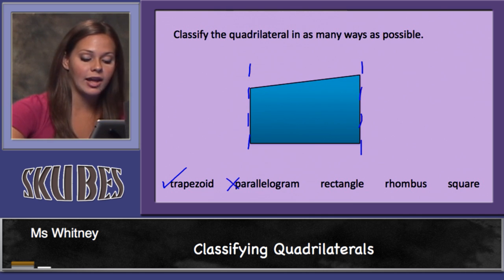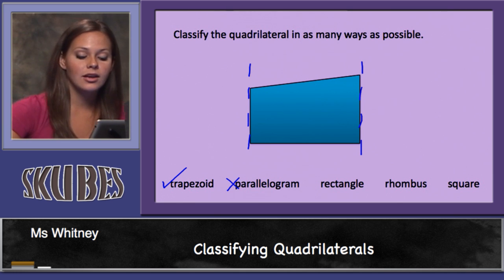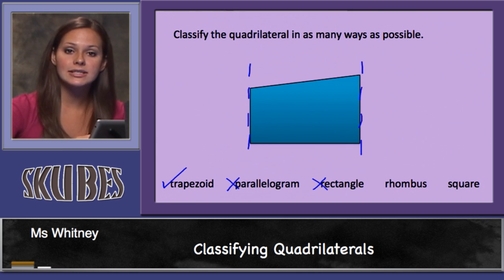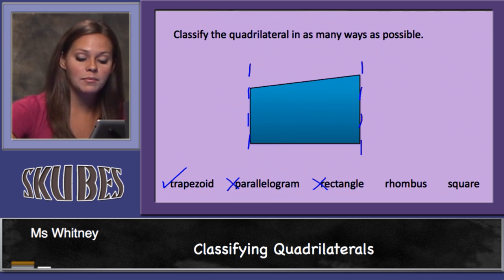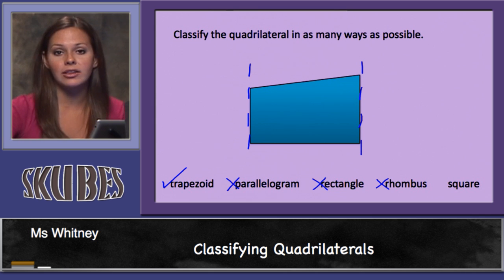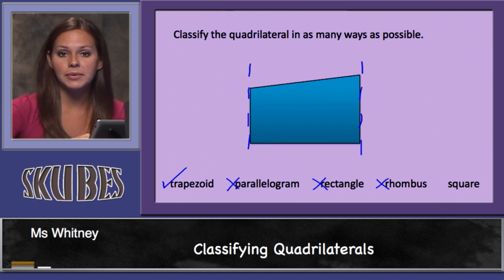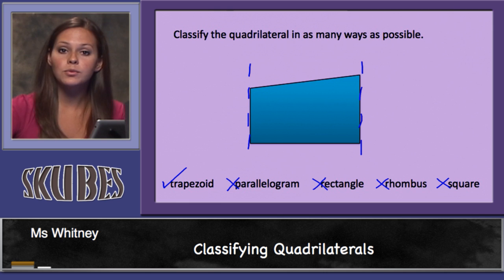It is not a parallelogram because parallelograms must have 2 sets of parallel sides. Rectangles also must have 2 sets of parallel sides, and they must have 4 right angles. This shape is not a rectangle. A rhombus must have 4 equal sides and 2 sets of parallel sides. This shape is not a rhombus. A square must have 4 right angles, 4 equal sides, and 2 sets of parallel sides. This shape is not a square. We would classify this quadrilateral as a trapezoid.